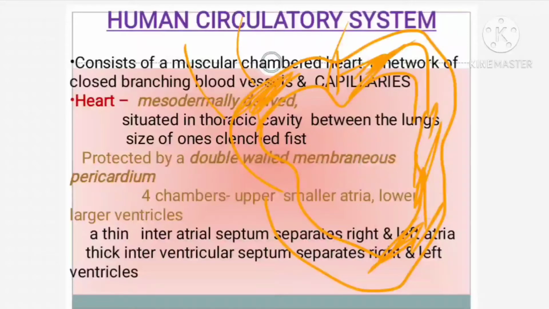So for that, the pericardial fluid is present, and this fluid acts as a shock absorber. It absorbs the shock waves so that the inner part of the heart is not attacked. That is the role of this pericardial fluid.